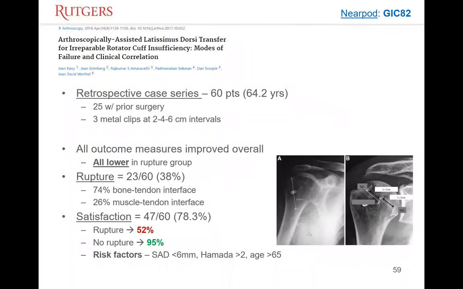The authors postulated that their rupture rate was substantially higher than their prior series because anatomic healing is difficult to analyze on a post-op MRI, particularly with metal interference. And they proposed that this might be an explanation for the variable results published in the literature.